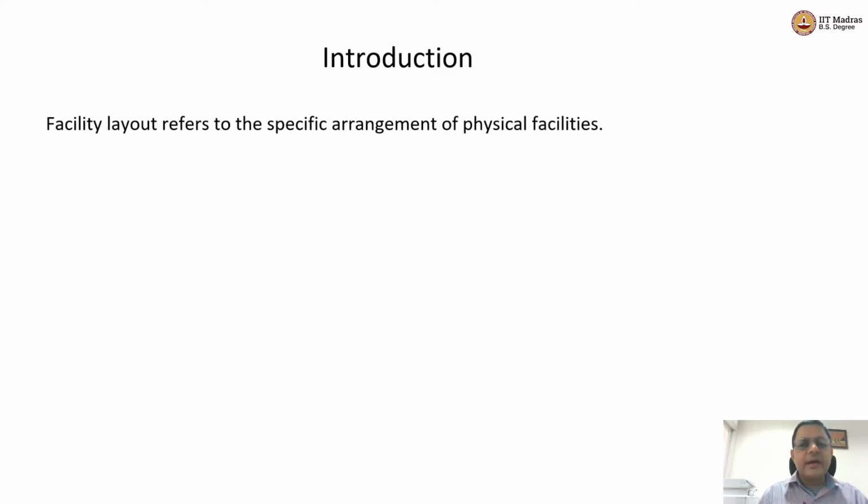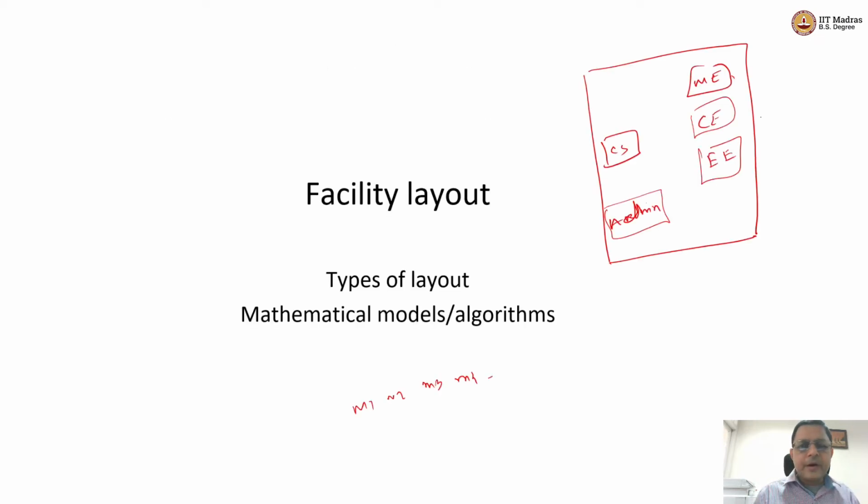We need facility layout. First of all, the textbook definition of facility layout. Facility layout refers to specific arrangements of physical facilities. As I said, departments are physical facilities. So let us say that you are a fourth year electrical engineering student in a particular college, or in a particular institute, in a particular university.